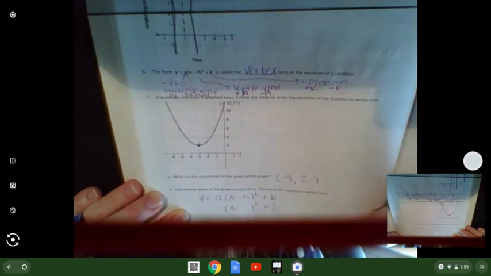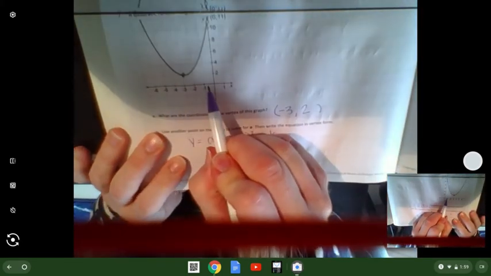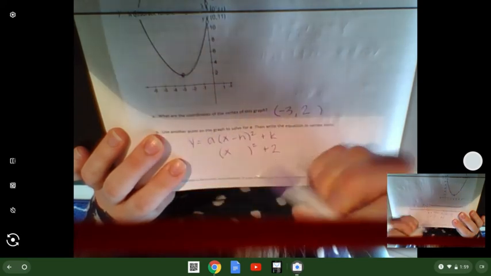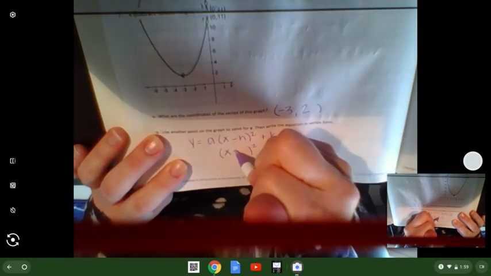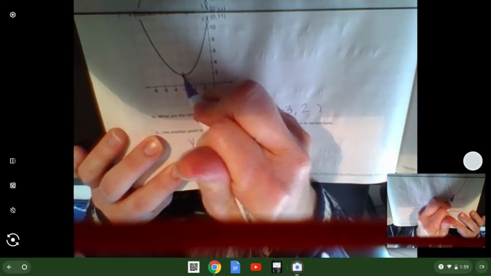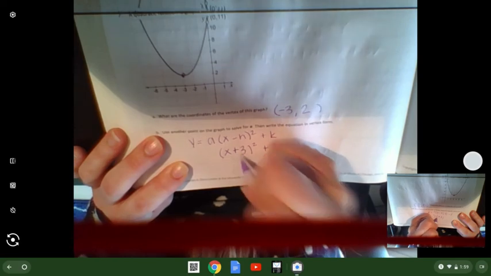Working backwards, H. Shift this down so you can see a little bit better. H is my left and right. I have gone to the left, therefore it is a plus. Remember again, inside left and right is backwards from what you think it's going to be. I have gone to the left plus 3 units.